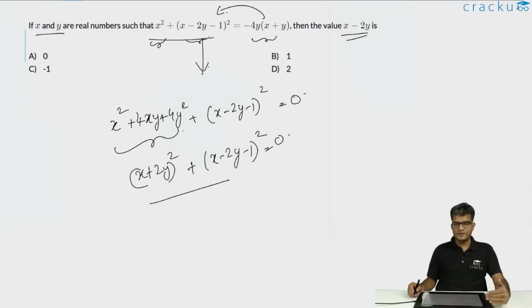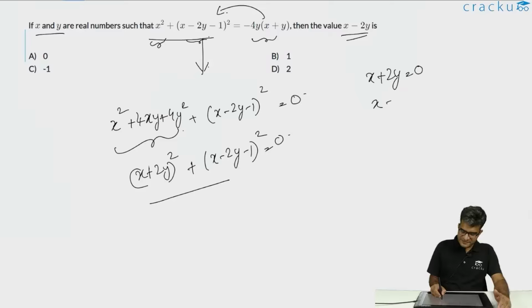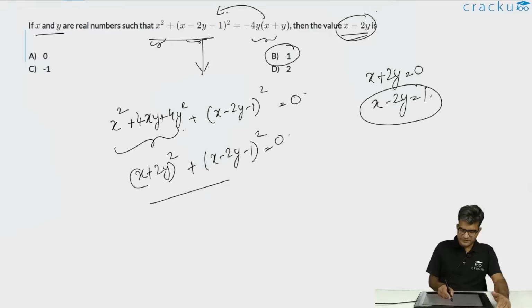This is the sum of two perfect squares is equal to 0. So both of them have to be individually equal to 0. So x plus 2y will be equal to 0 and x minus 2y will be equal to 1. We are asked to calculate the value of x minus 2y. So that will be equal to 1, which is option B.